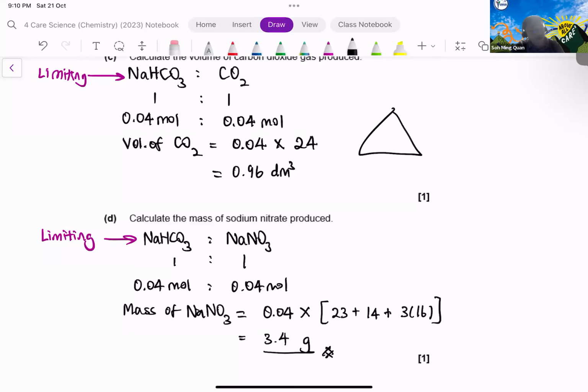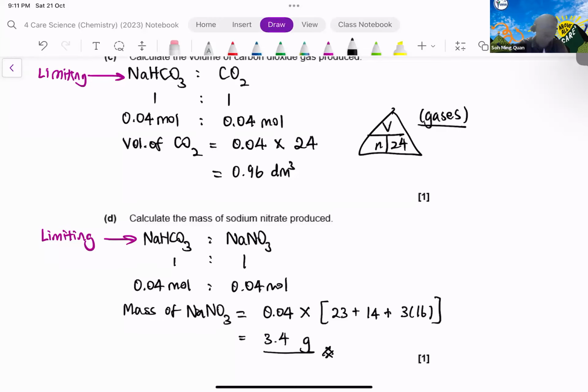After that, just use the triangle, V N 24, because CO2 is a gas. This is for gases only, remember? So the volume of a gas, you can just easily find by taking number of moles times 24. All right. The mass of sodium nitrate, do the same thing. Use the mole ratio, sodium hydrogen carbonate to sodium nitrate, 1:1. And that's how you get 0.04 moles of sodium nitrate as well. Then you multiply it by the Mr of sodium nitrate.